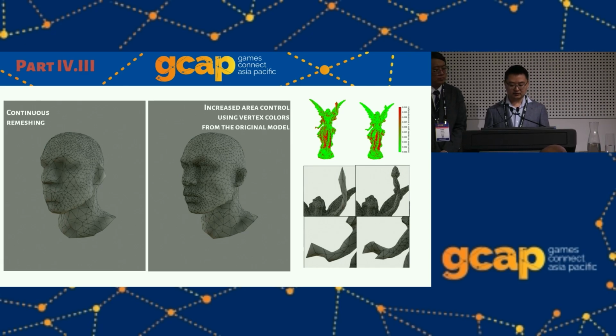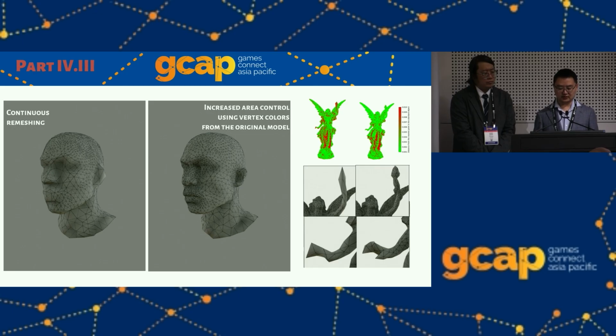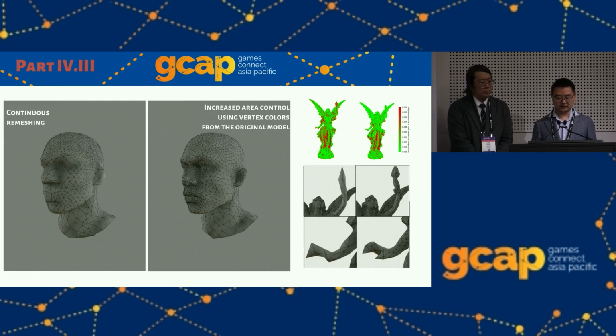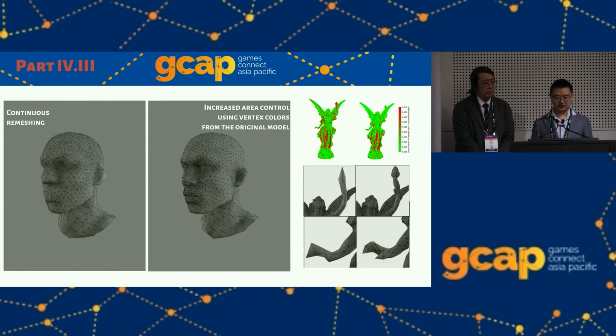We enhance area control by using vertex color from the original model and extended mesh partitioning control. For example, as shown in the figure above, more triangles can be distributed in areas requiring more detail, such as facial features and ears.